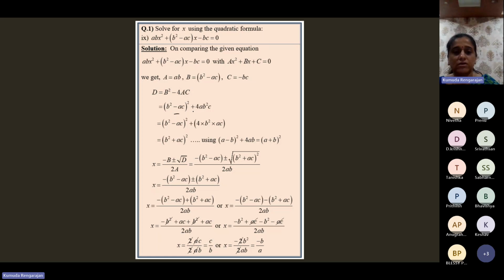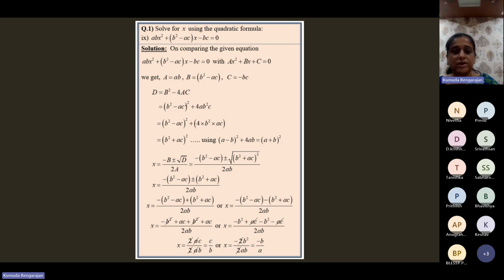Now first find the discriminant, b square minus 4ac. So b square minus 4 into a into c. So it'll be minus 4 into a, which is ab, into c, into minus bc. So it is plus 4a b square c, minus 4 into a into c. So it's plus 4a b square c. Now don't open the bracket.